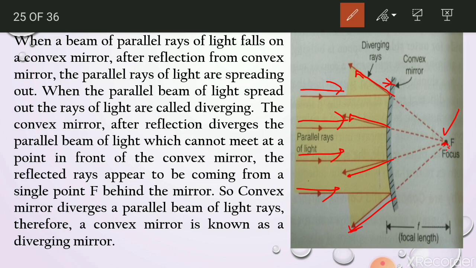Now we know that when light rays do not actually meet, when they only appear to meet, they form a virtual image. So here the focus is behind the mirror, because light rays are not actually meeting, they are not actually passing through it. That is why this focus is a virtual focus. And the convex mirror diverges the parallel beam of light rays. See, it is diverging the parallel beam of light. That is why the convex mirror is known as a diverging mirror. So convex mirror is a diverging mirror, concave mirror is a converging mirror.